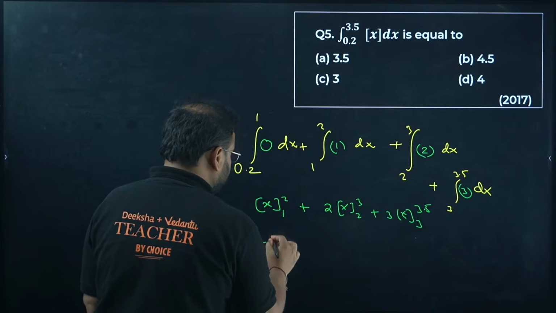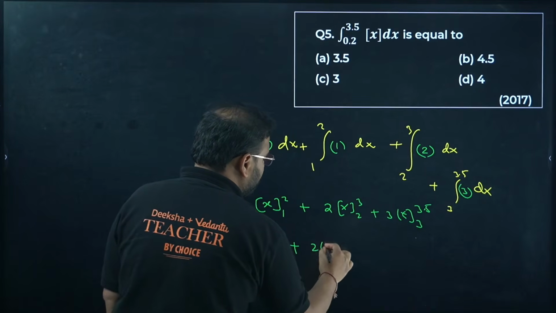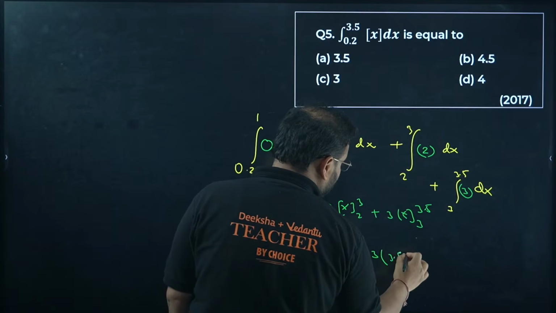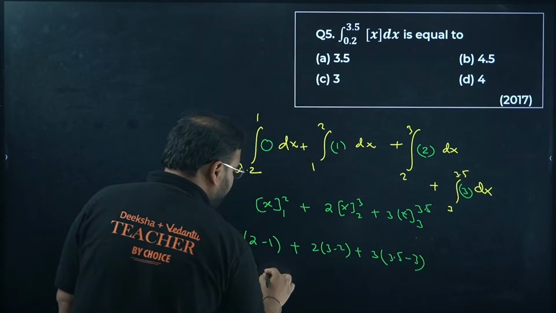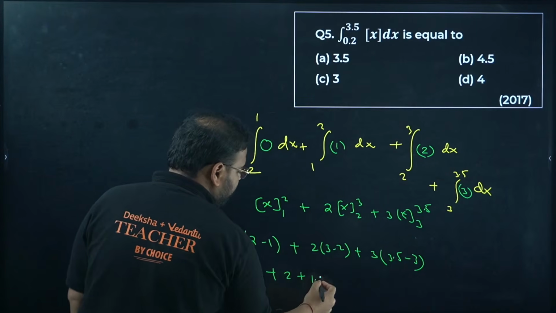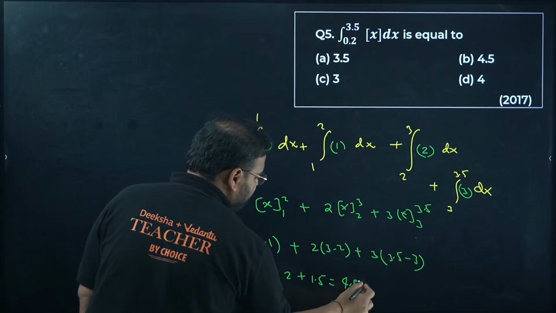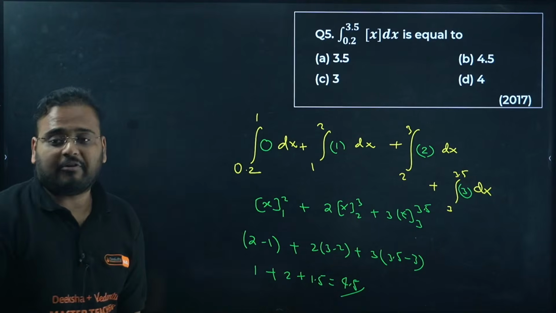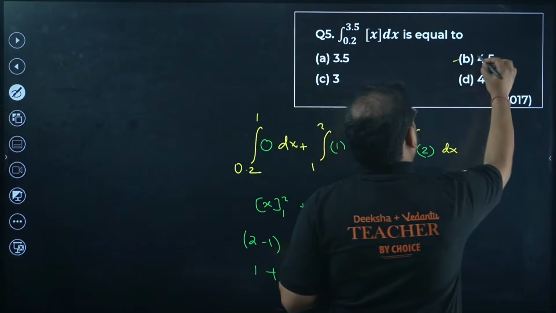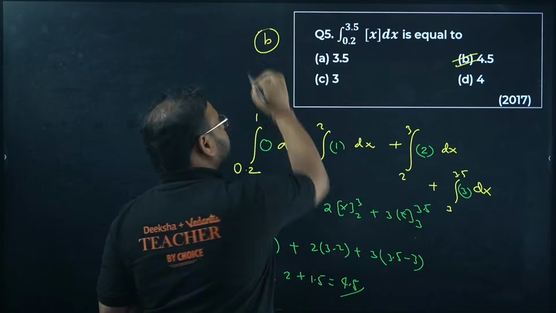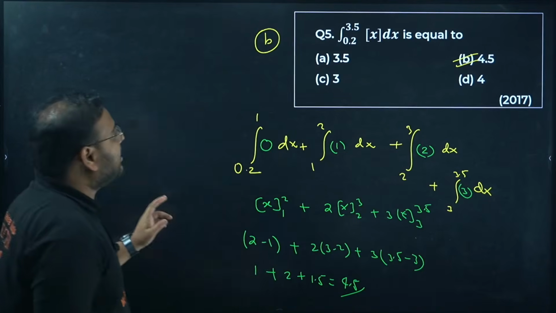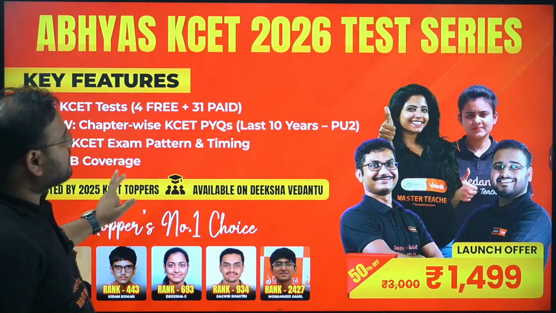We don't have to worry about the constant under the limits. We'll get here 2 minus 1. We'll get here 2 times of 3 minus 2. And we'll get here 3 times of 3.5 minus 3. Check carefully. We have 1, we have 2, and we have 0.5 into 3, so 1.5, that is nothing but 4.5. Correct? 1 plus 2 plus 1.5, that's 4.5. Answer is clearly option B. Last question, third question. Okay, Chinmay. So everyone, fifth one is clear, and solve the sixth one.